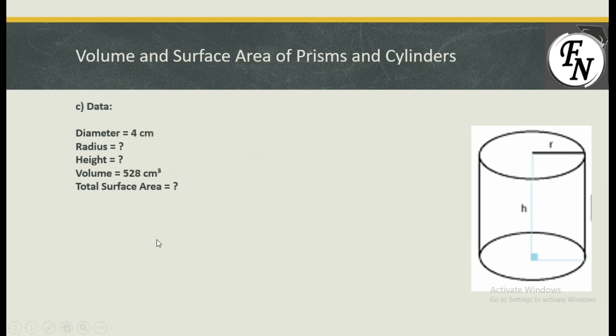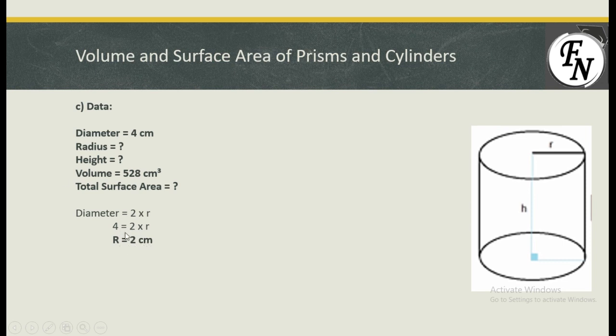Now looking at this third part, where we have the diameter and the volume, but radius, height and total surface area are missing. So first of all, we can use the formula of diameter to calculate the radius. That is, diameter 4 is equal to 2 into radius, and 2 is multiplying here, so there it would be divided. We can obtain the radius as 2 centimeters.